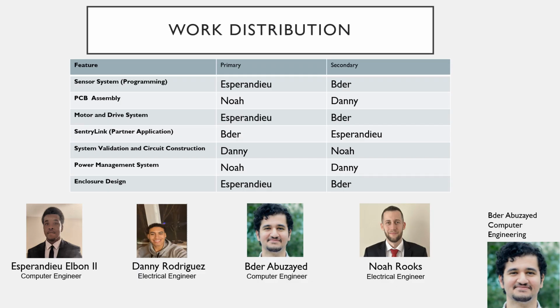For our team distribution, Sprandio is our group leader and in charge of our embedded programming for the MCU and our motor drivers, as well as designing the enclosure design of our robot. Danny is focusing on validating the system and circuit components and supporting the PCB assembly. I'm in charge of the mobile app as well as aiding the sensory system and the mechanical housing design. Noah is responsible for PCB design and assembly in addition to designing the power management system.